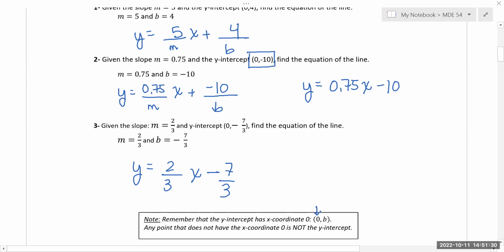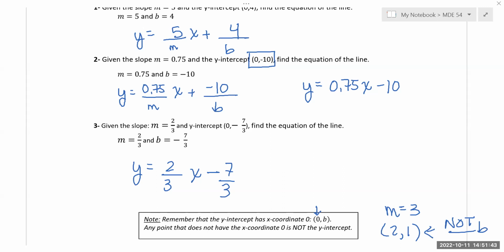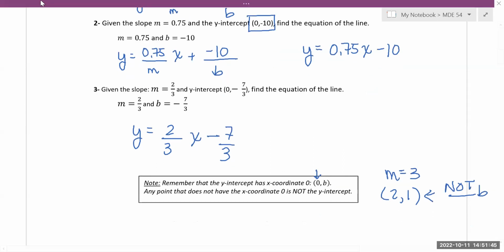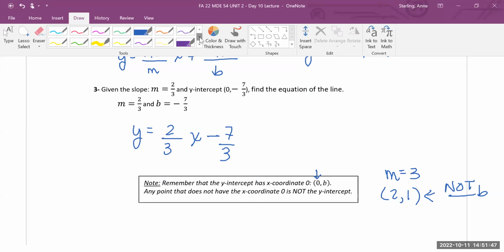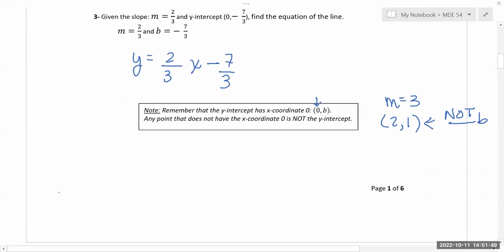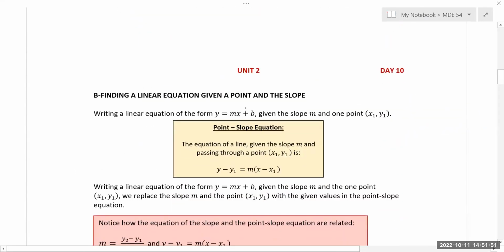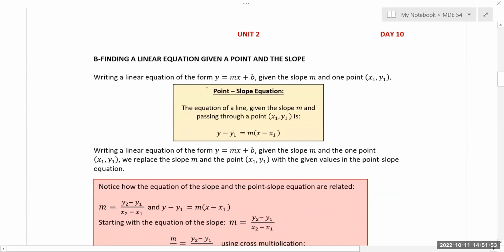Okay, now if you're given a point, like say you're given the slope is 3 and you're given the point (2, 1), that is not b, and you have to instead solve for it. So that's what we're doing next. So be aware, you may not necessarily have the b given to you, but if it is, you just need to fill it in. So here is now where we have the slope and we're just given a point, not necessarily the point that's the y-intercept, but we can find it.